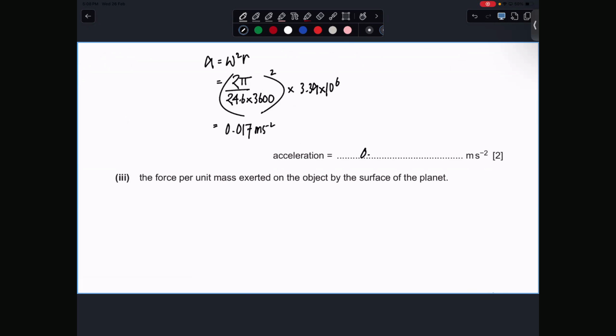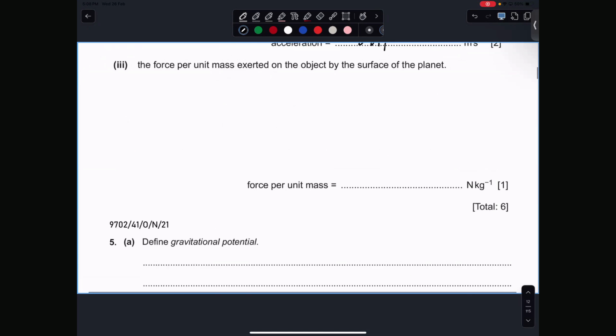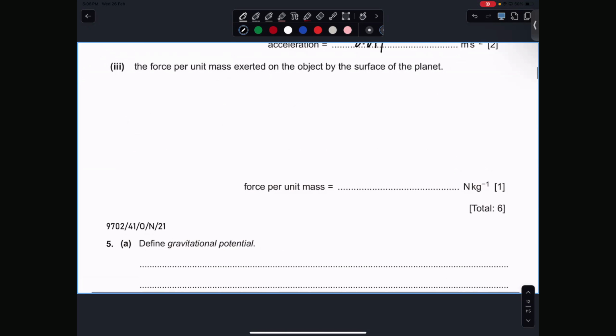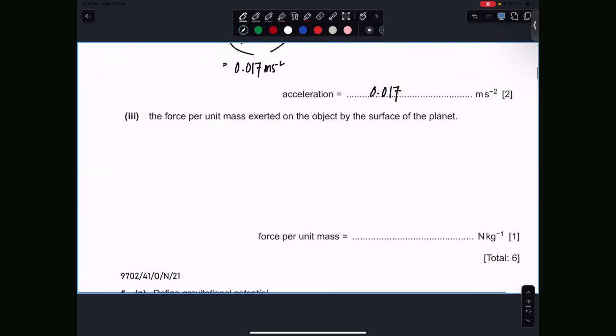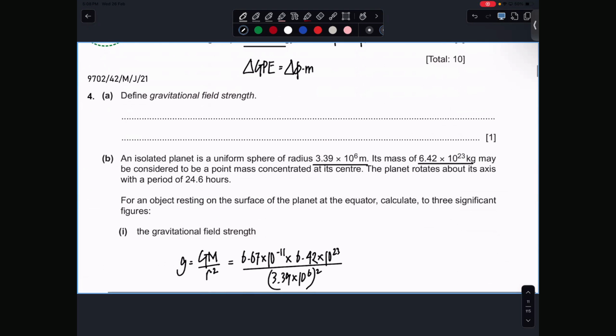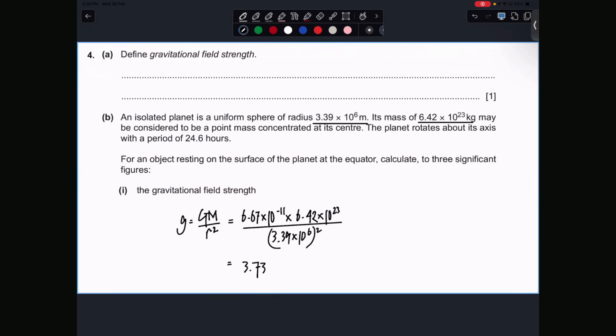0.017. Force per unit mass exerted on the object by the surface of the planet. Oh, right. So force per unit mass, weight. What's the formula for weight? W equals mg, right? But এখানে বলছে force per unit mass exerted by the object on the surface of the planet. Surface of the planet কি আমরা বের করছিলাম এটা? মানে answer কি 3.73 না?